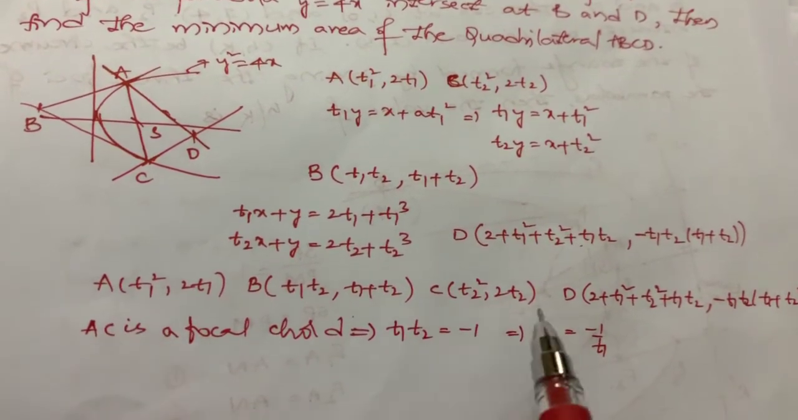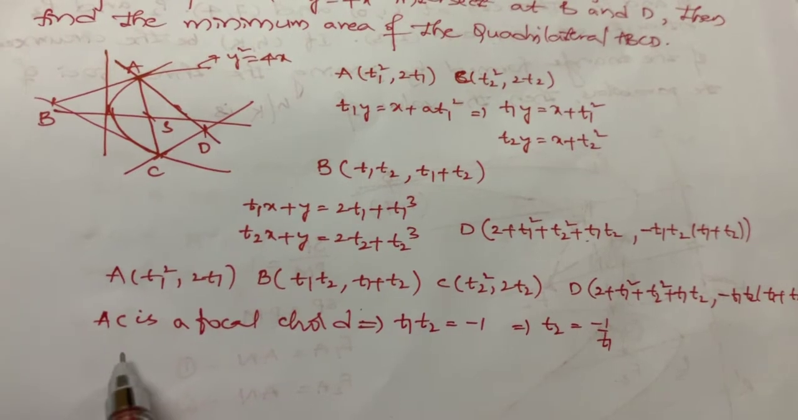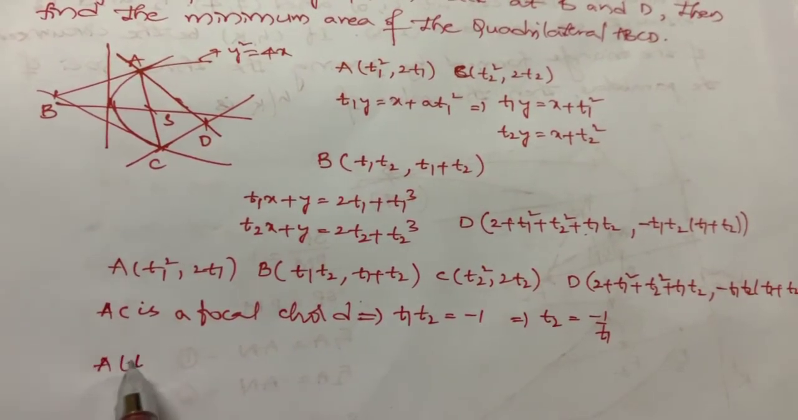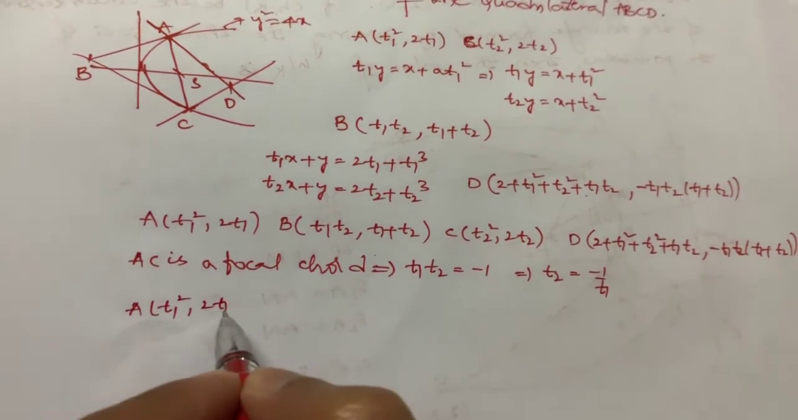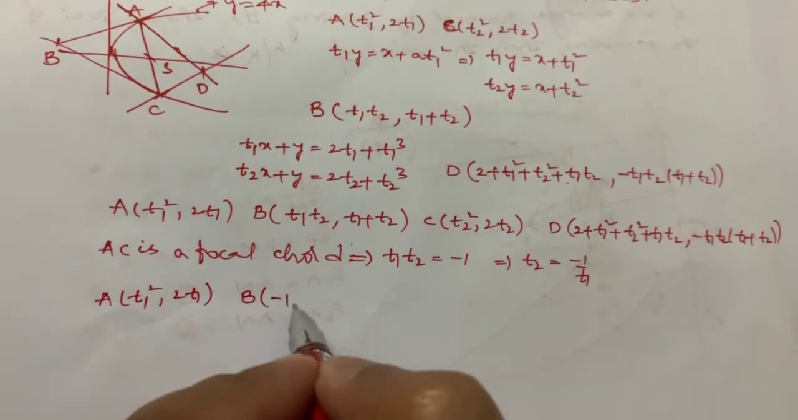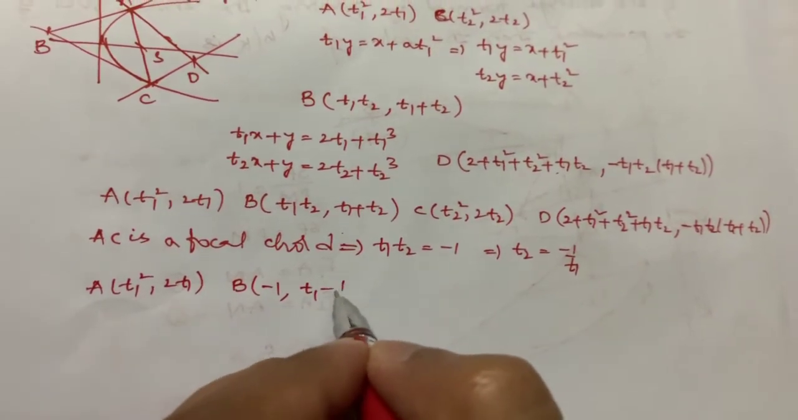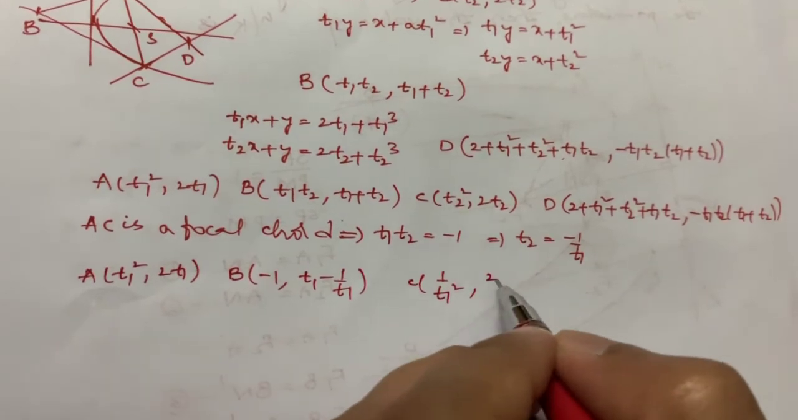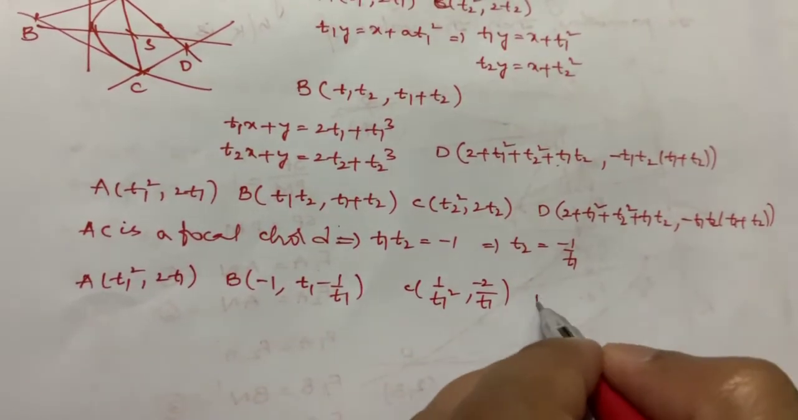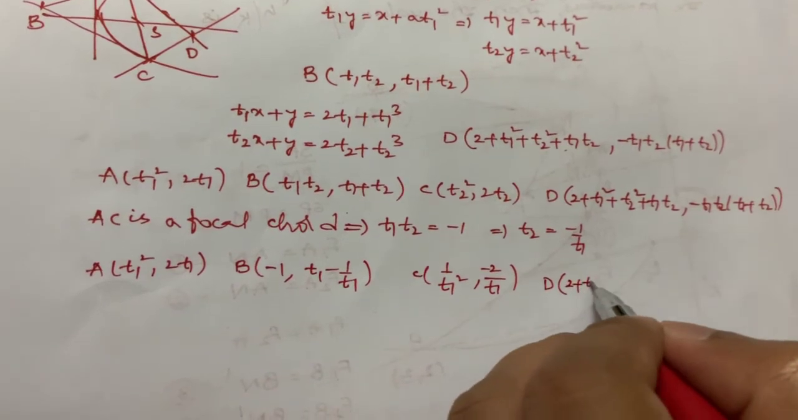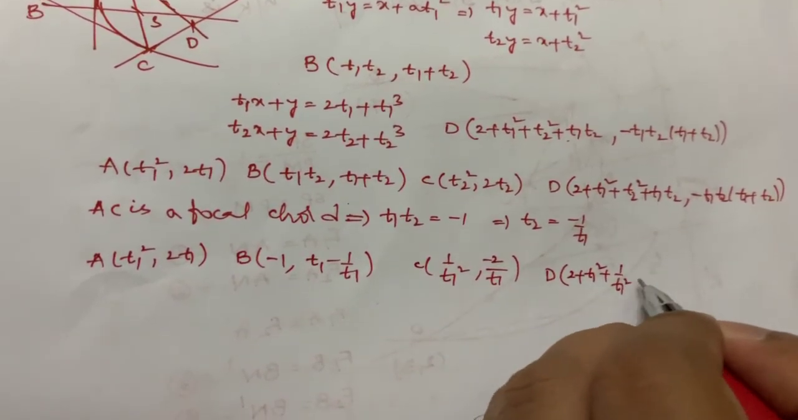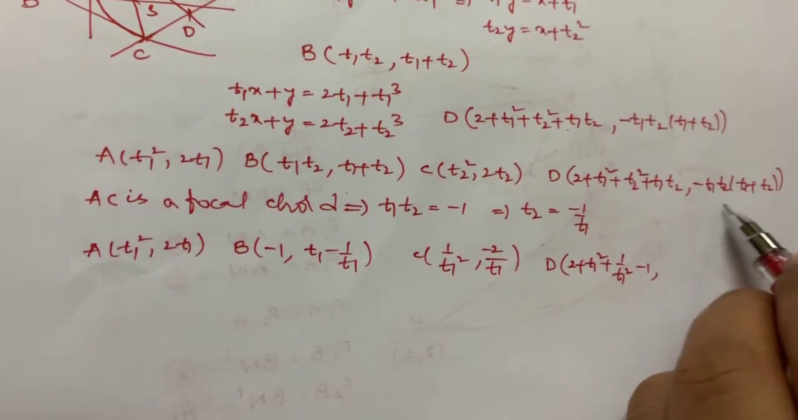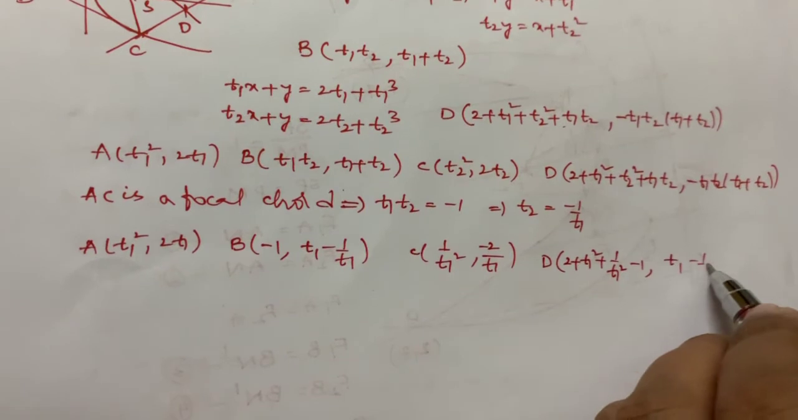So now we'll convert everything to one variable. t1 t2 is equal to -1. So A is (t1 squared, 2t1). B is (-1, t1 - 1/t1). C is (1/t1 squared, -2/t1). D is (2 + t1 squared + 1/t1 squared - 1, and since t1 t2 is -1, minus of minus will be plus 1, so t1 - 1/t1).